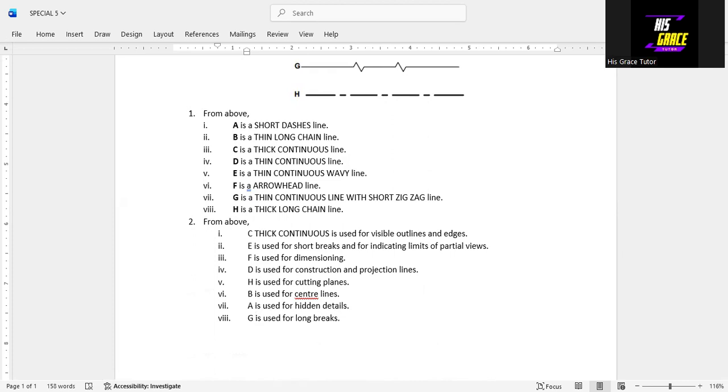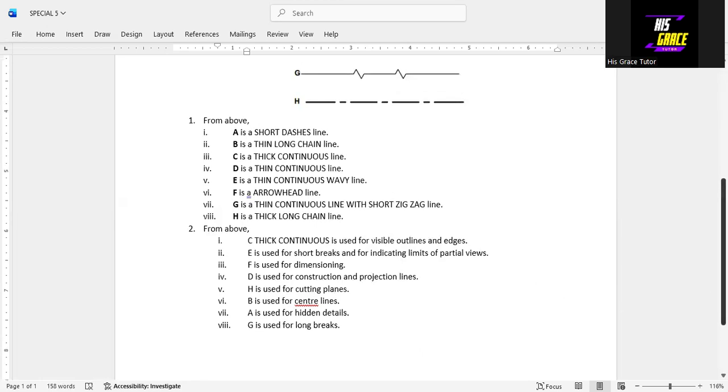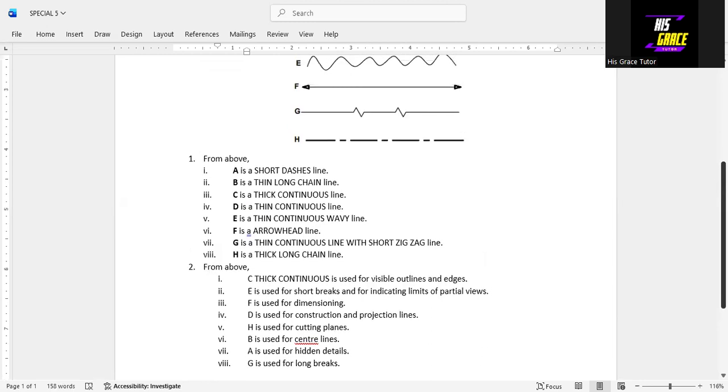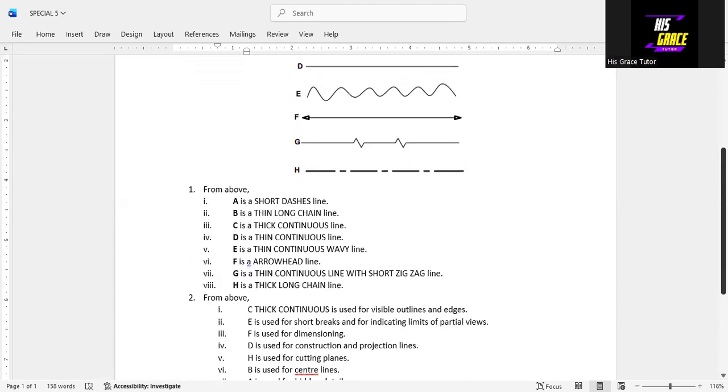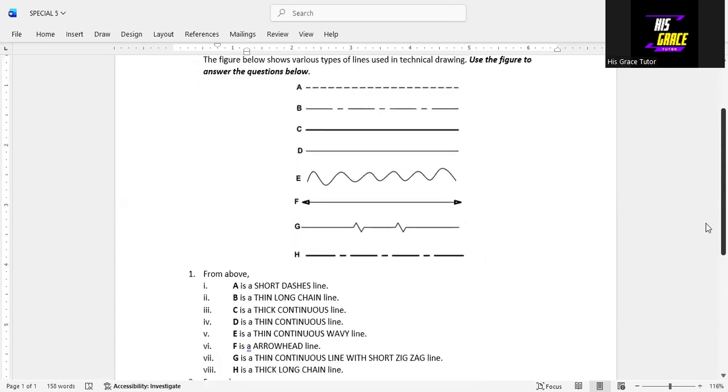So we have been able to answer the questions about lines in technical drawing. We are able to identify each of them, and we are also able to state their uses. It's as simple as I've done it here.